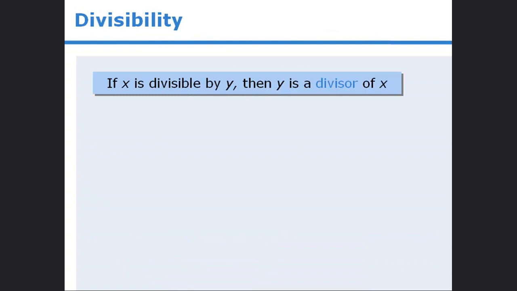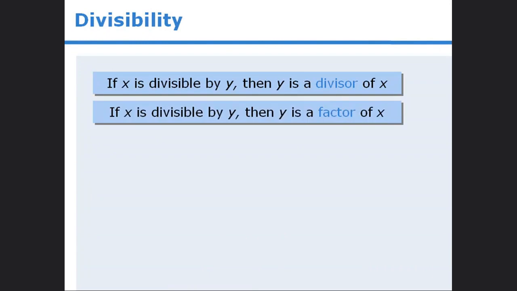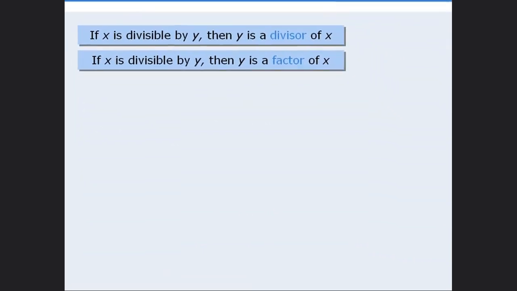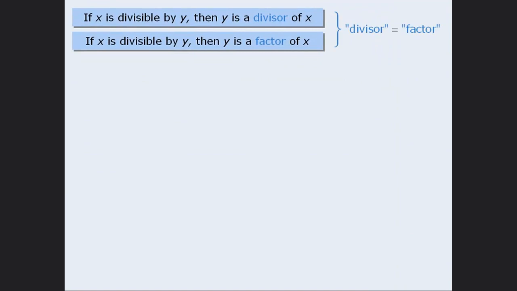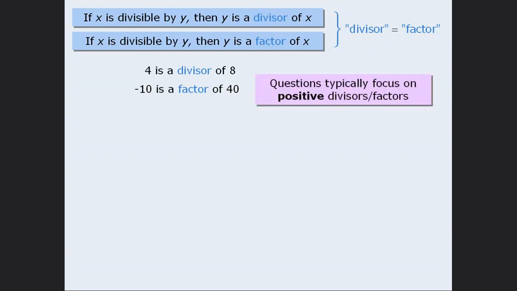All right, now let's examine some more definitions. If x is divisible by y, then we can say that y is a divisor of x. Or if x is divisible by y, we can say that y is a factor of x. The terms divisor and factor mean the same thing, so we'll use these two terms interchangeably. So we can say that 4 is a divisor of 8, or we can say that negative 10 is a factor of 40. Now, although negative 10 is indeed a factor of 40, you'll see that on the test, questions typically focus on positive divisors. Okay, one last example here. 15 is not a divisor of 20.